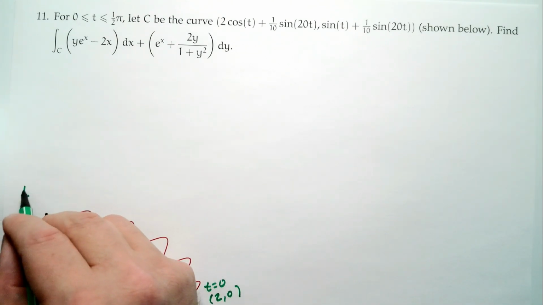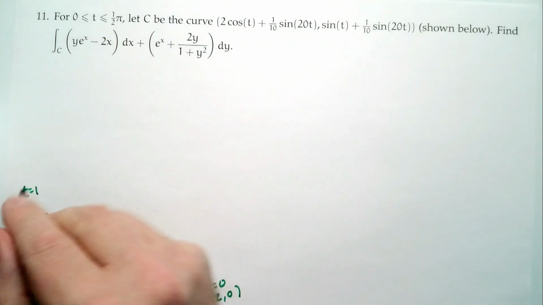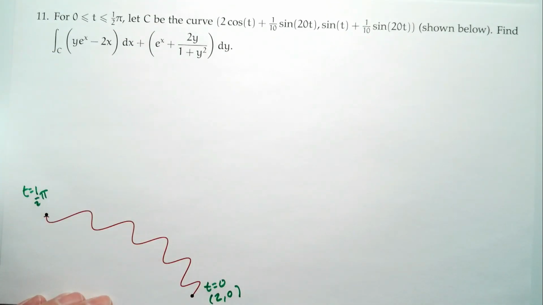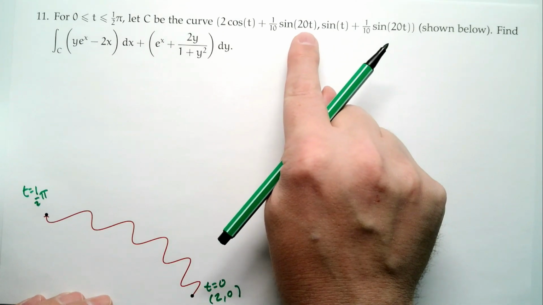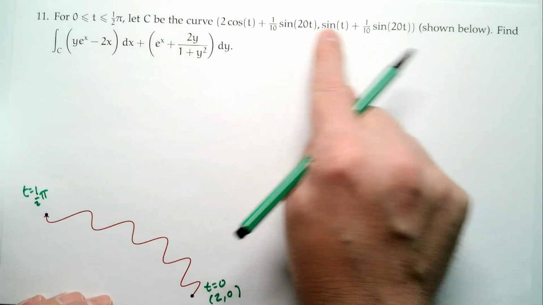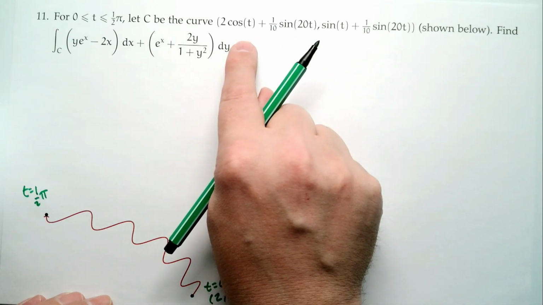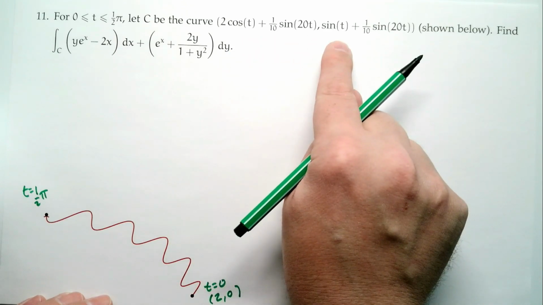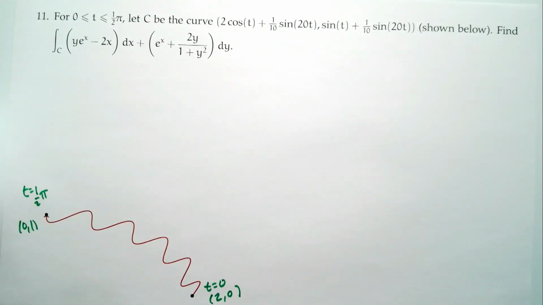We stop at t equals 1. So you plug t equals 1. Not t equals 1, t equals pi halves. 1/2 pi. That's what I meant to write, of course. All right. So t equals 1/2 pi. We still have a sine of 10 pi. That's still 0, so these terms go away. Cosine of 1/2 pi is 0, and sine of 1/2 pi is 1. So we end up at the point 0, comma 1. All right, so we go from 2, 0 to 0, 1.